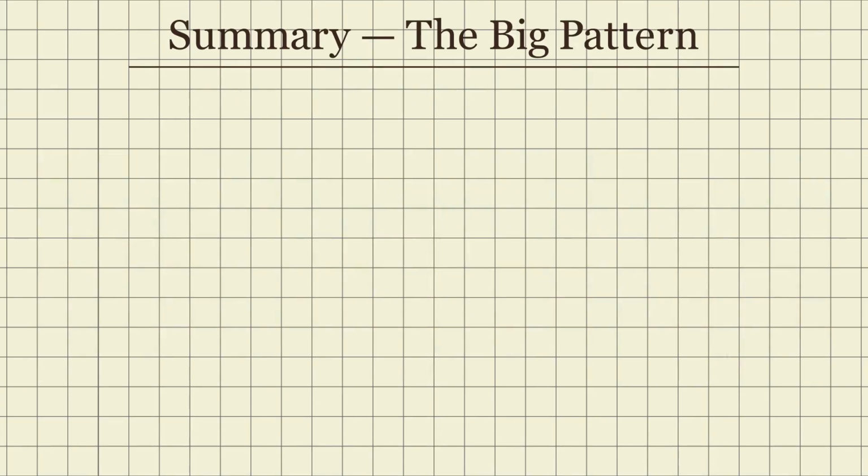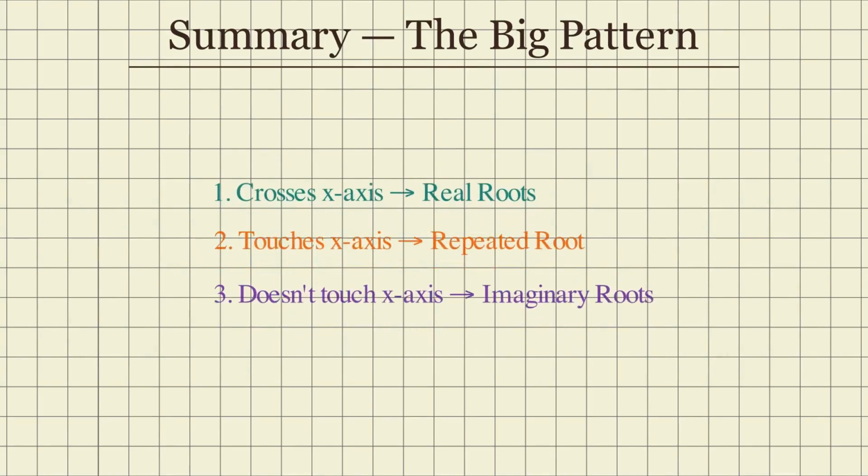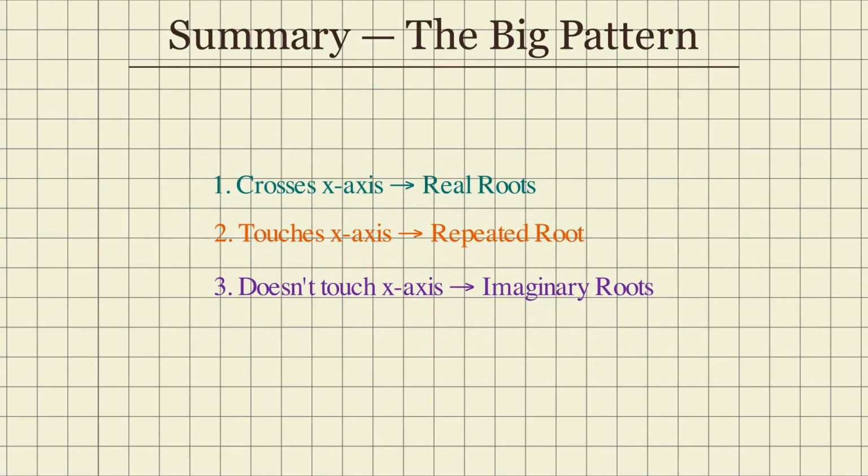And finally, here are the 3 things to always remember when you look at any graph. If the curve crosses the x-axis, those are real roots. If it touches without crossing, that's a repeated root. If it never reaches the x-axis, the roots are imaginary. The graph tells you everything. You just have to know what to look for.